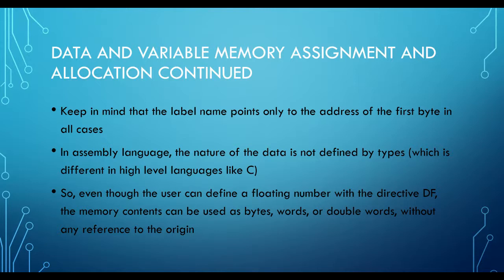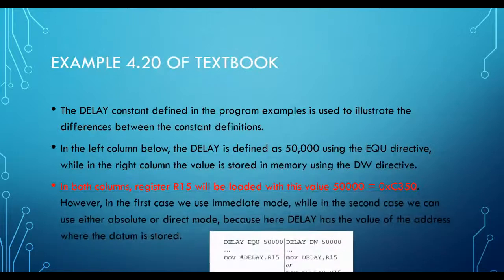Keep in mind that the label points only to the address of the first byte. Okay, you can assign it. Even though the user can define a floating number with directives, this is basically nothing much.